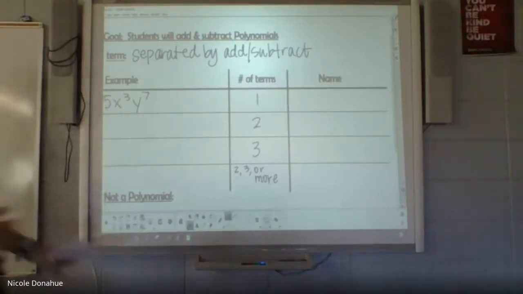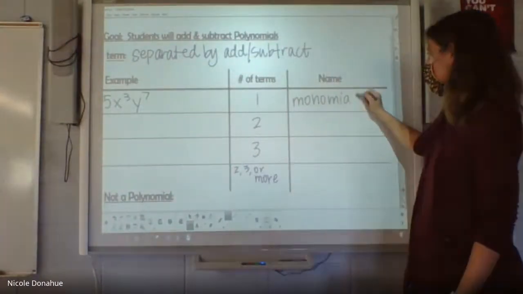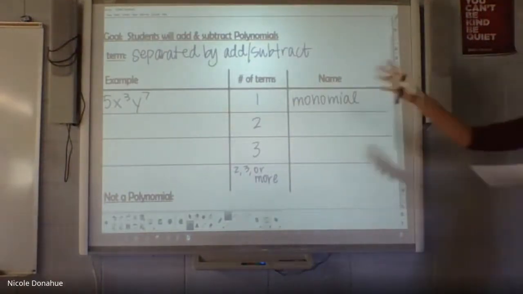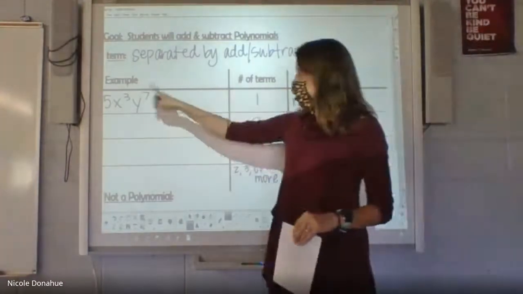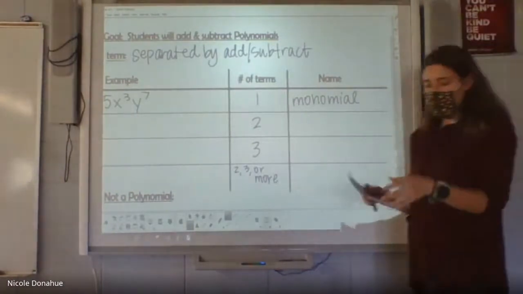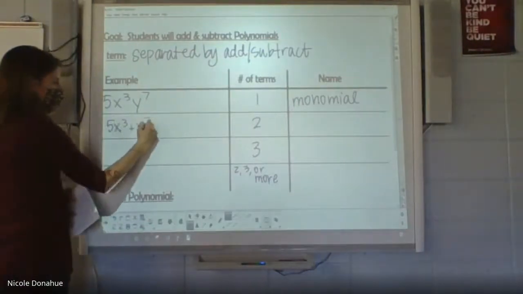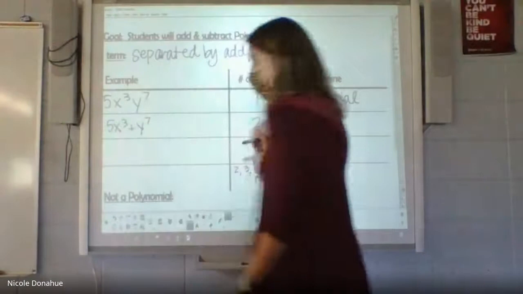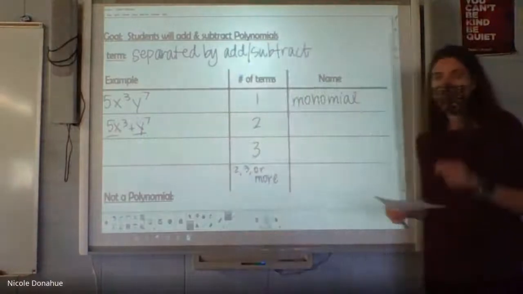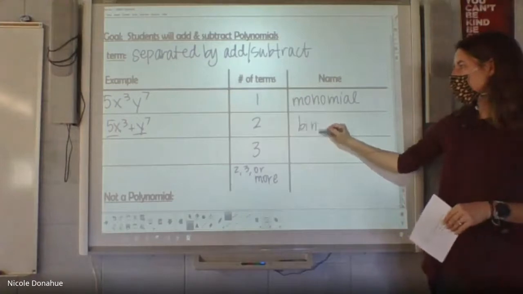Okay, so this is one term. This is called a monomial. Remember, if there's no addition or subtraction, it's considered one term. I tried to leave a little space. You probably have space in your column. Once I add an addition or subtraction to this, so if I separate this with a plus sign, it becomes two terms because of the plus sign. Do you know what that's called? A binomial, like a bicycle. And the next one is trinomial.